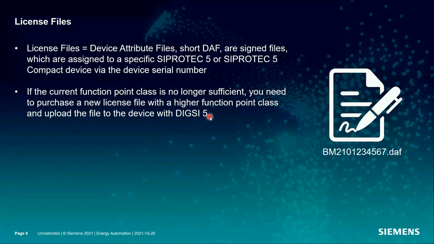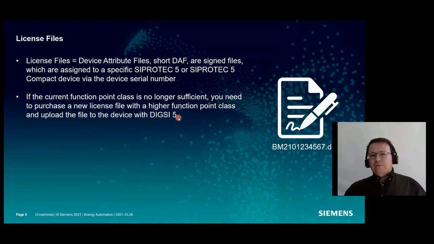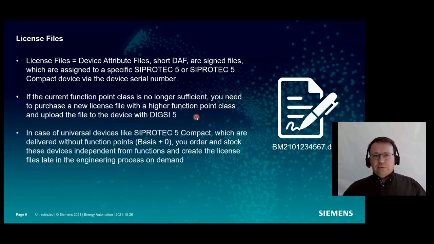If the current function point class is no longer sufficient, you need to purchase a new license file with a higher function point class and upload the file to the device with Stixi5. I will show you later how to do this.